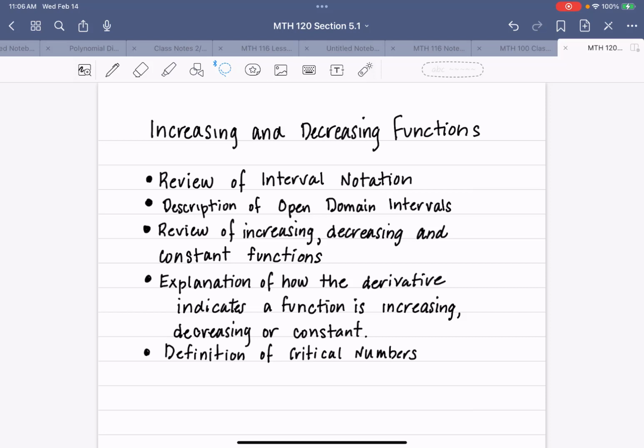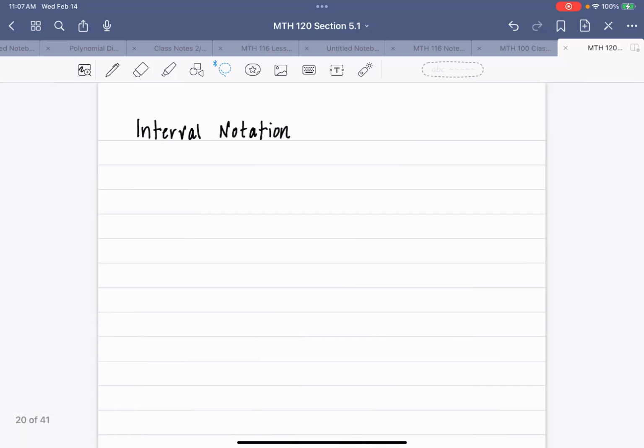Then we'll explain how the derivative indicates whether a function is increasing, decreasing, or constant. And we'll define critical numbers because we'll need that when we do the derivative to determine the function's behavior. So let's start with a quick review of interval notation.